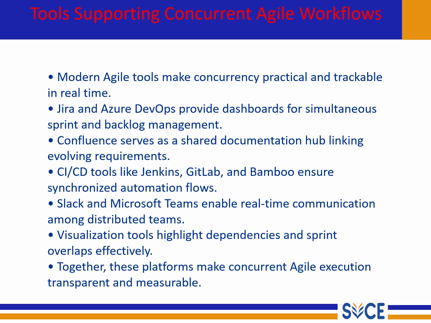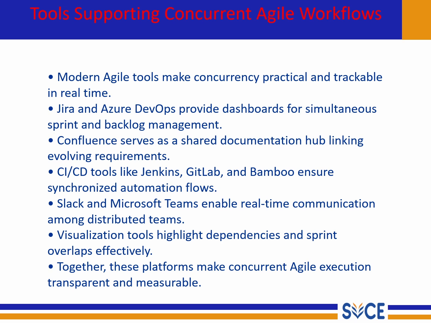Modern agile tools make concurrency practical and trackable in real time. Jira and Azure DevOps provide the dashboard for simultaneous sprint and backlog management. Confluence serves as a shared documentation hub linking evolving requirements.